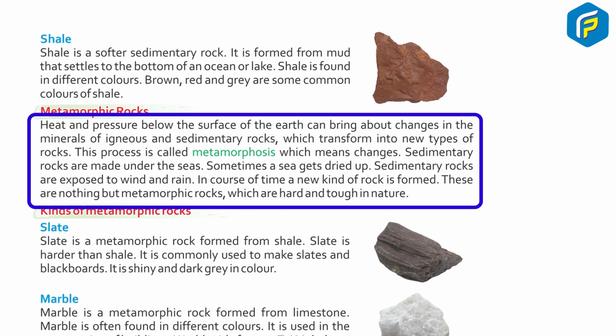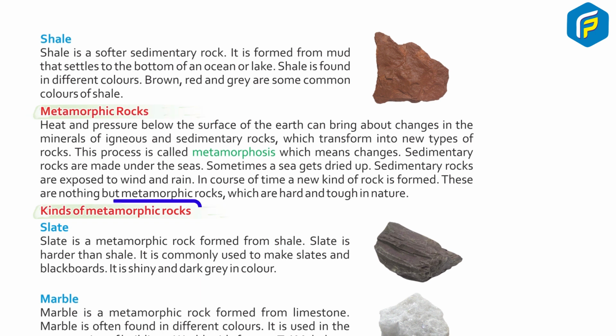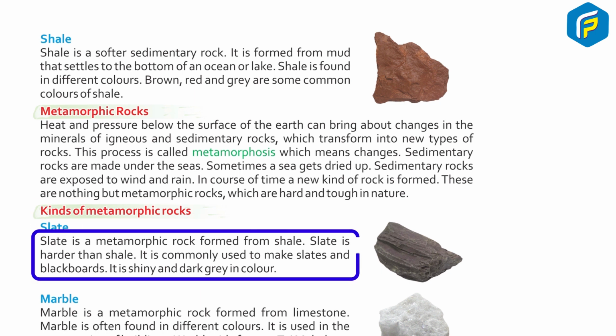These are nothing but metamorphic rocks, which are hard and tough in nature. Kinds of metamorphic rock. Slate. Slate is a metamorphic rock formed from shale. Slate is harder than shale. It is commonly used to make slates and blackboards. It is shiny and dark grey in color.